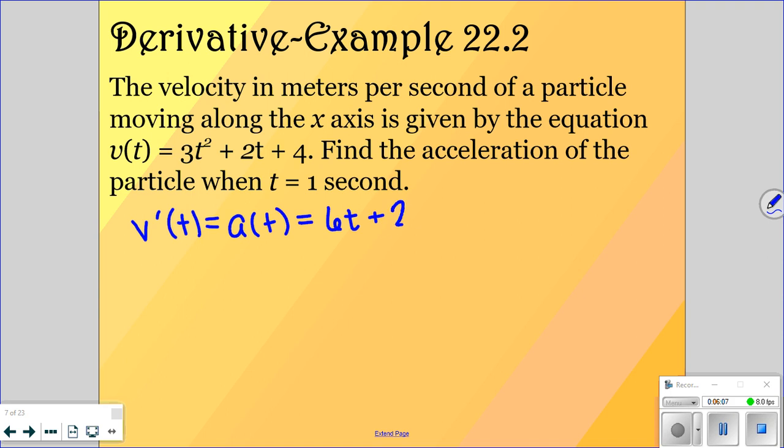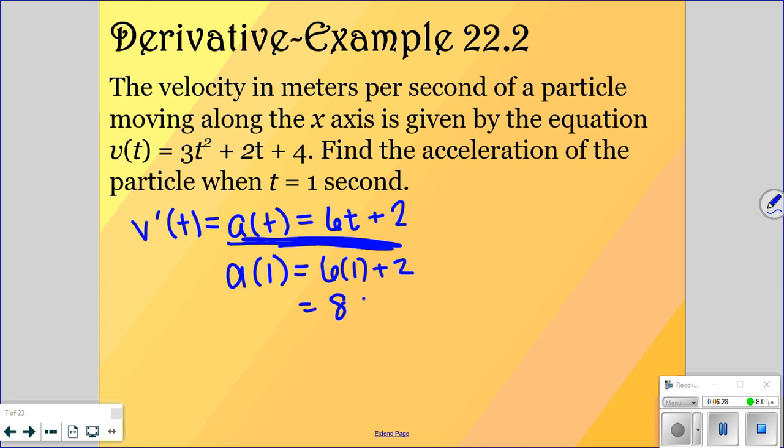would be 2. And then we have the derivative of 4, which is 0. We don't have to put plus 0, although you can. So this is your acceleration equation. And then they say, what is the acceleration at 1? Well, 6 times 1 plus 2 is 8. And then units for acceleration are meters per second squared. So that would be your answer for that.